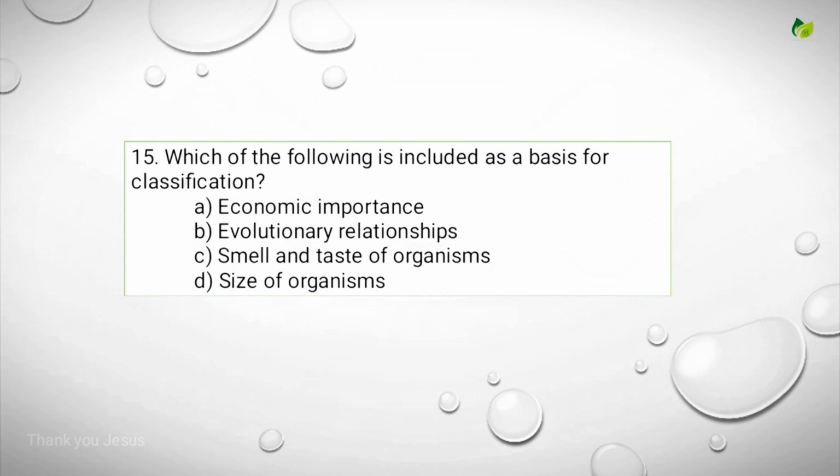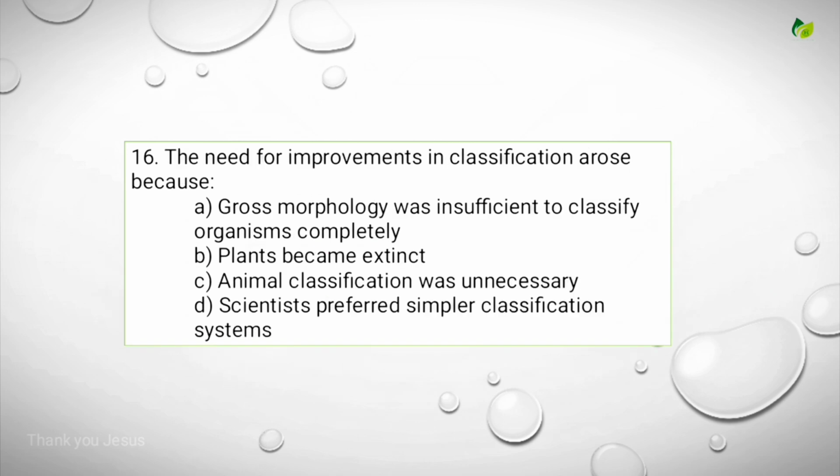Which of the following is included as a basis for classification? The options are economic importance, evolutionary relationships, smell and taste of organisms, and size of organisms. The correct answer is evolutionary relationships. Evolutionary or phylogenetic relationships are the basis for classification. You have to remember this, students. Let's see the next question.